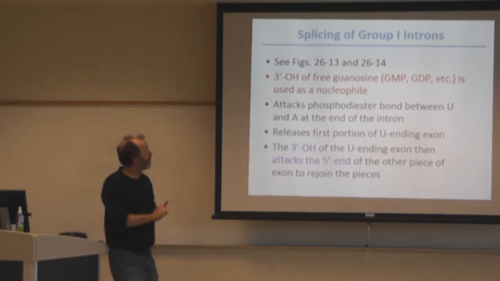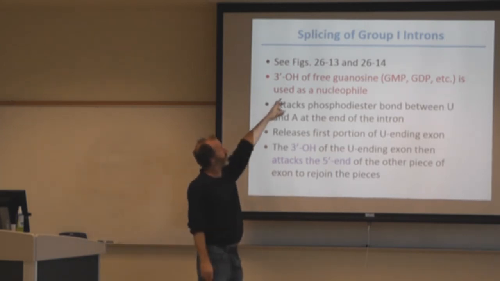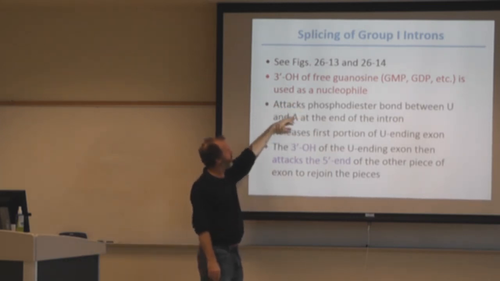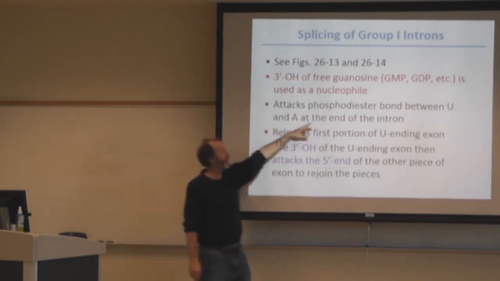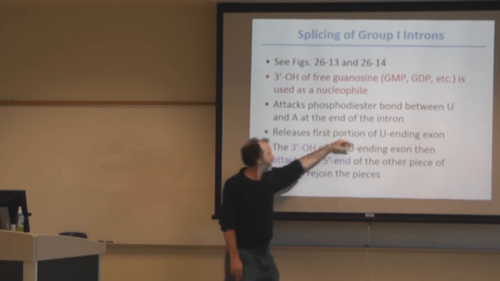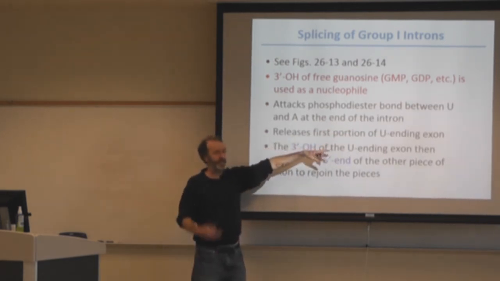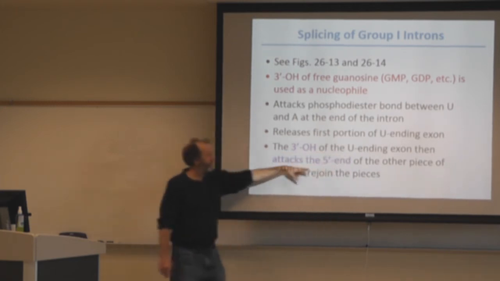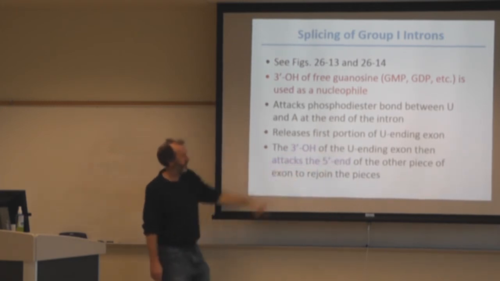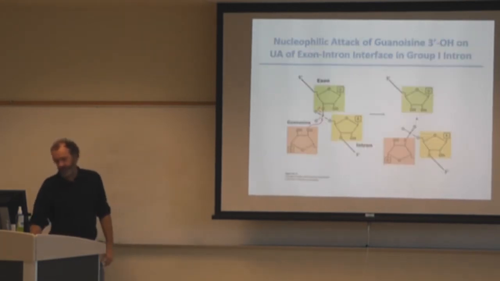So we'll first look at the splicing of group 1 introns. The 3' hydroxyl of a free guanosine, GMP, GDP, etc., is used as a nucleophile and attacks the phosphodiester bond between a U and an A at the end of the intron, and releases the first portion of the U-ending exon. The 3' hydroxyl of the U-ending exon then attacks the 5' end of the other piece of the exon and rejoins the pieces. This shows you the chemistry of that.